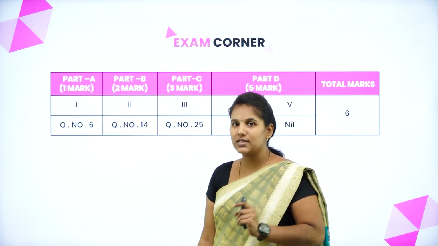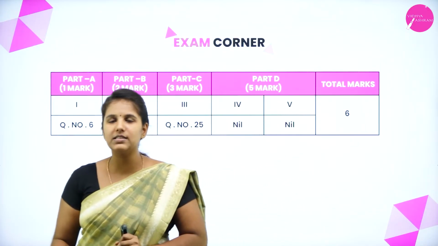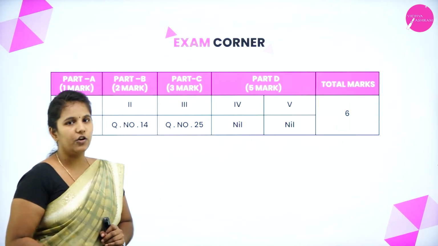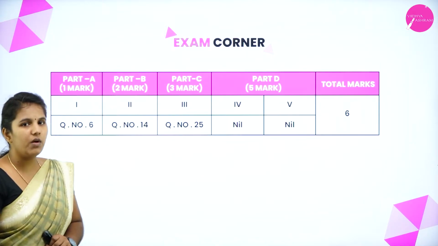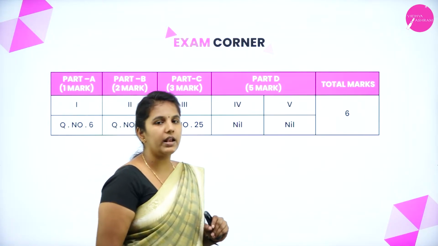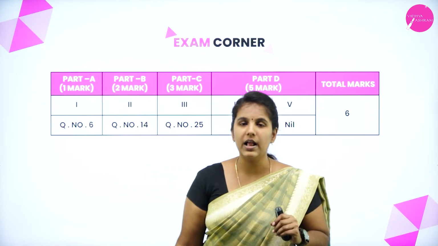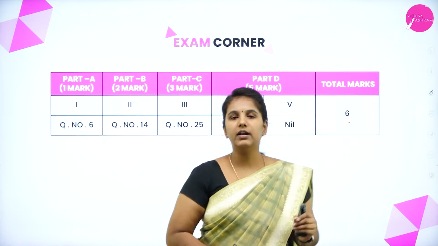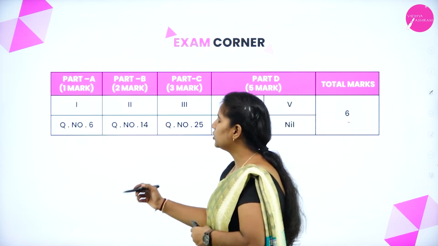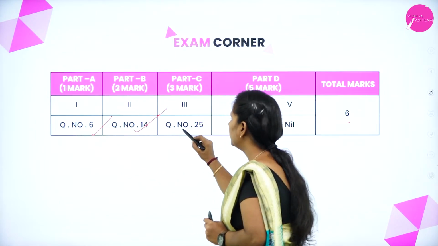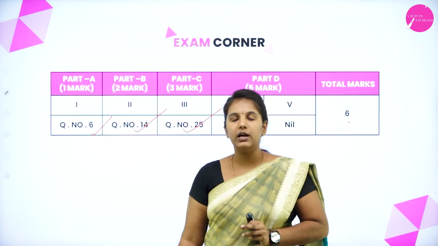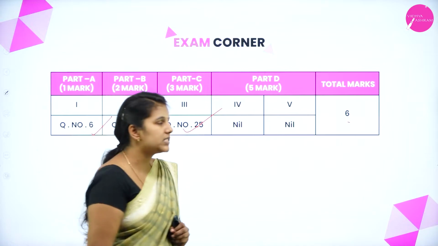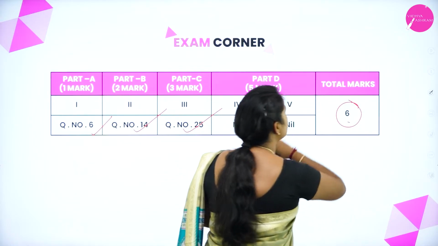Before going to discuss this unit, let's see the weightage first. Then we will understand what we are going to discuss in this session. We can expect a 1 mark question, a 2 mark question, and a 3 mark question, and the total weightage of this unit is 6. The question numbers 6, 14, and 25 from this unit will usually be asked for your board, and there is a total weightage of 6 marks from this easiest unit.